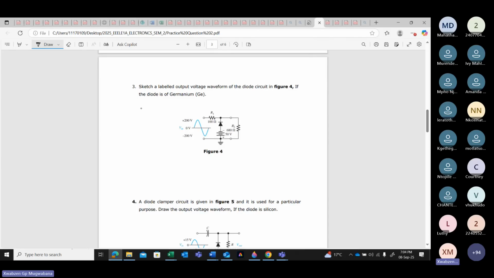Now, let's see. It says you must sketch a labeled output voltage waveform of the diode circuit in figure 4. Where's my cursor? Okay, there. This is the diode circuit in figure 4. Now, when you see this circuit, what do you think of?